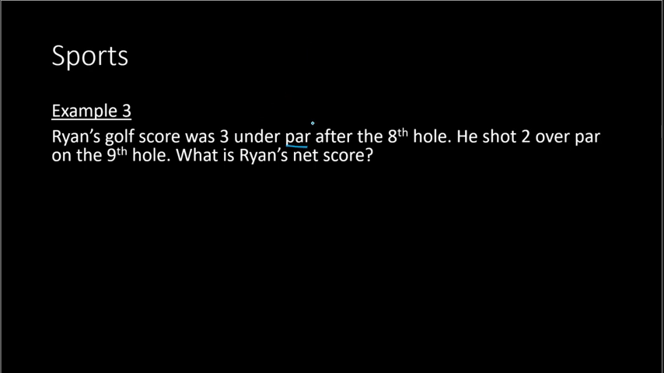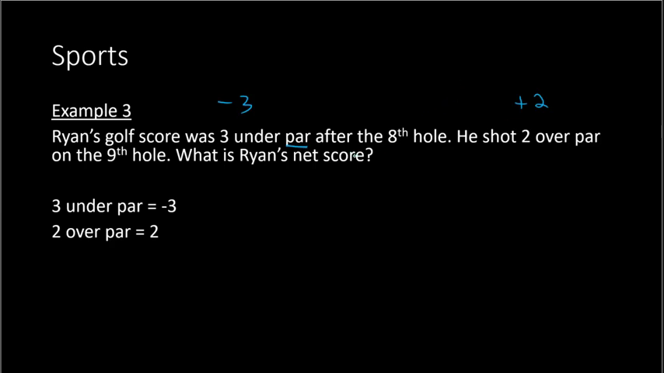But anyway, so if it's 3 under par, that means it's good. So we hit it in the hole in fewer hits than they said it should take. All right, so 3 under par, that'd be a negative 3 when you're dealing with this problem. And then on the 9th hole, he shot 2 over par, which is not good. All right, you want to get at par or less than par. But 2 over par would make it a positive 2. All right, so 3 under par is negative 3. 2 over par is positive 2.